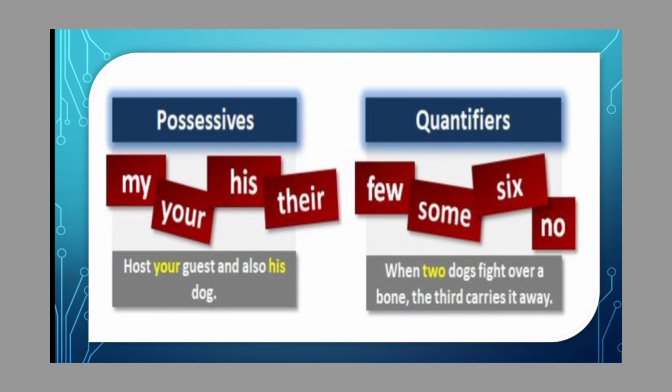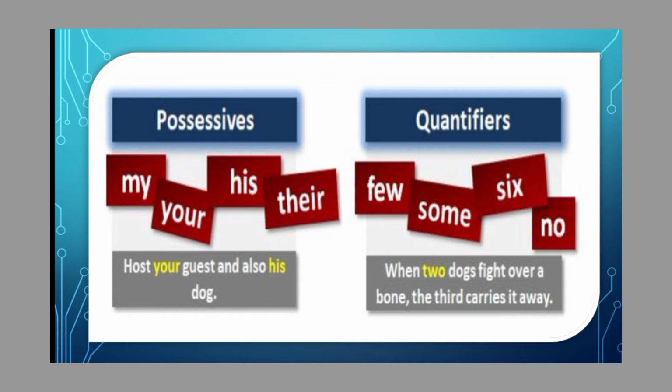Here is an example: host your guest and also his dog. So here, what are the possessives placed? First one, your. The word your acts as a possessive determiner. And also his dog. Whose dog? His dog. So it tells the ownership, right? So we call it possessives or possessions. It explains whose possession it is, who is possessing that.